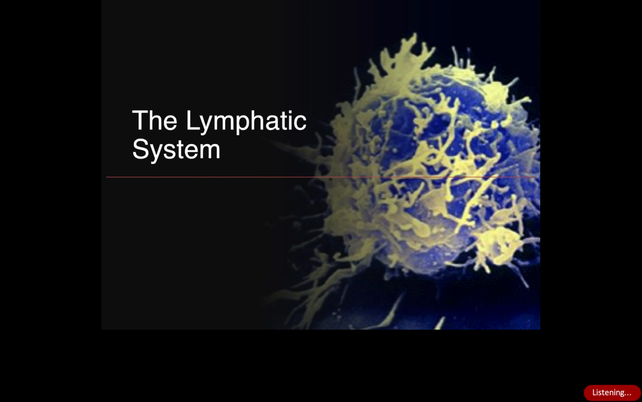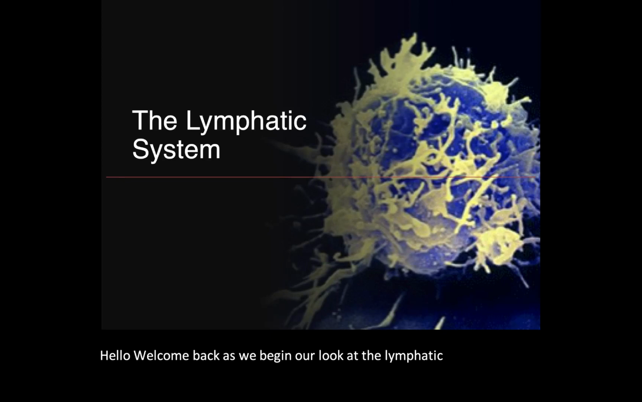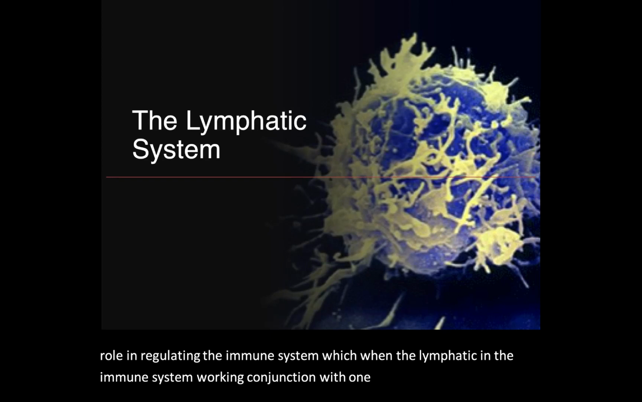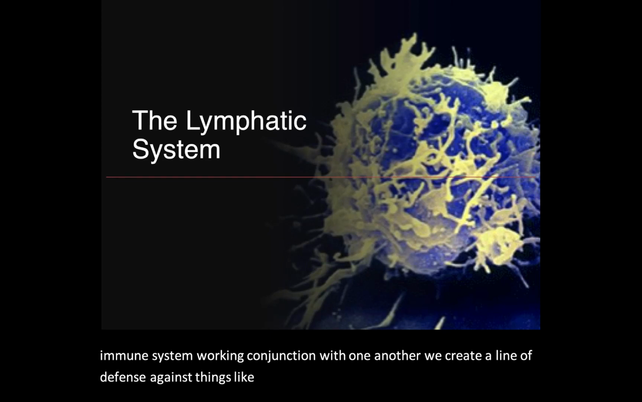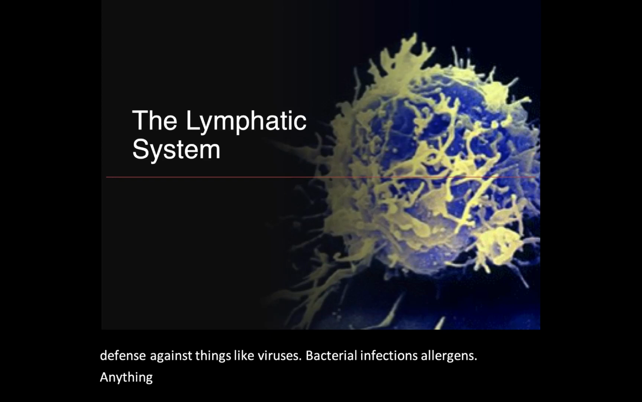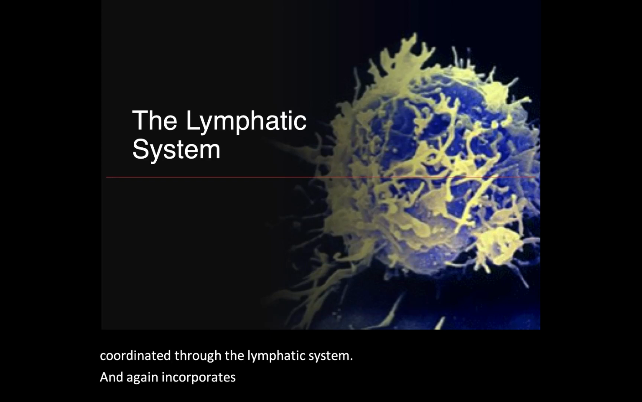Hello and welcome back as we begin our look at the lymphatic system and its role in regulating the immune system. When the lymphatic and the immune system work in conjunction with one another, we create a line of defense against things like viruses, bacterial infections, allergens, anything that will trigger an immune response. And so this is all coordinated through the lymphatic system and again incorporates the immune system.